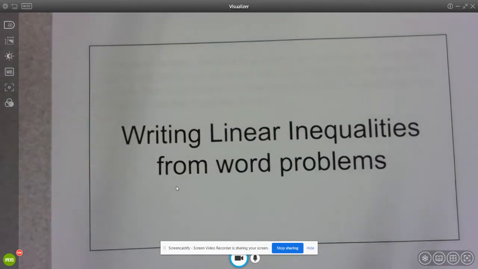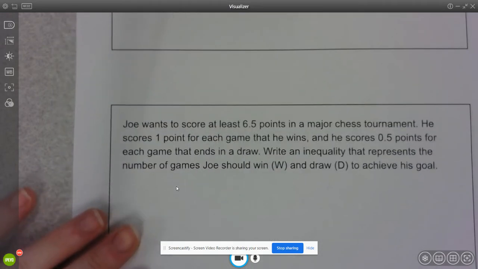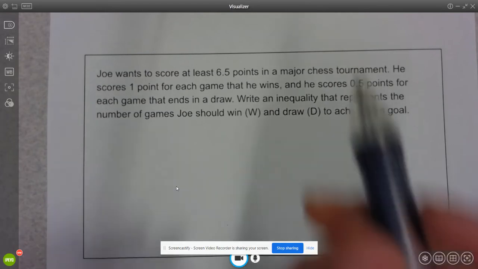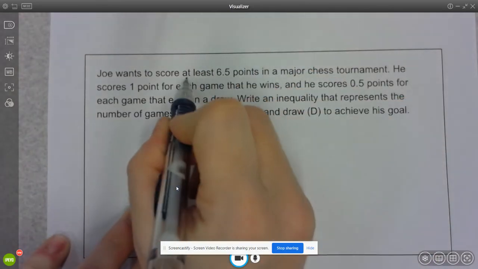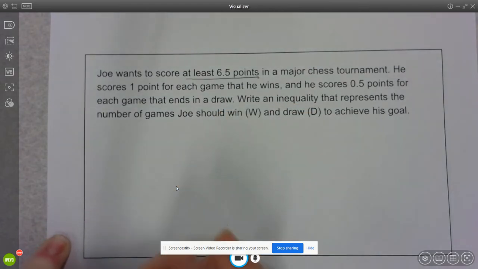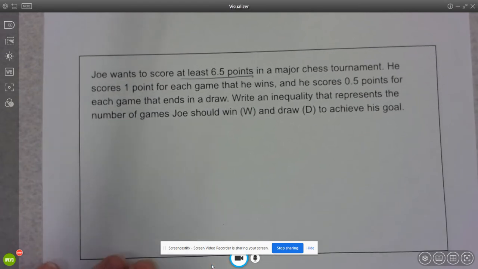Right, so in this video, we're going to do linear inequalities from word problems. The first one we're going to look at is this question about Joe and a chess tournament. He wants to score at least 6.5 points. That means that is the minimum number of points that he feels comfortable getting.